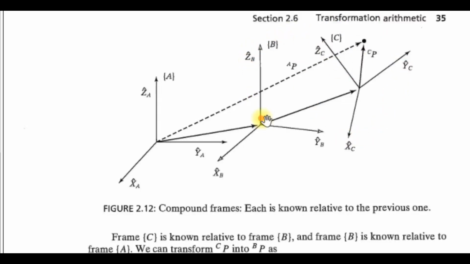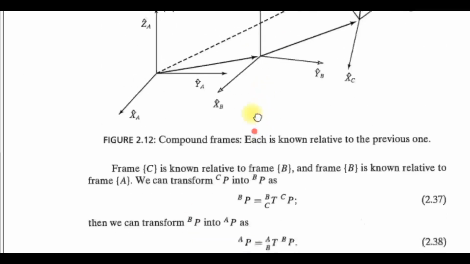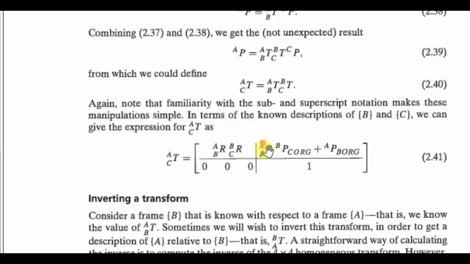So how is it written? It is written as BRC. Okay, so it should be BRC, not ARB, because there is no rotation. That's why I say that it must be BRC into BPCORG.